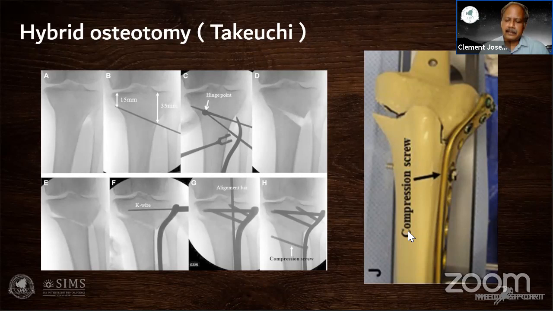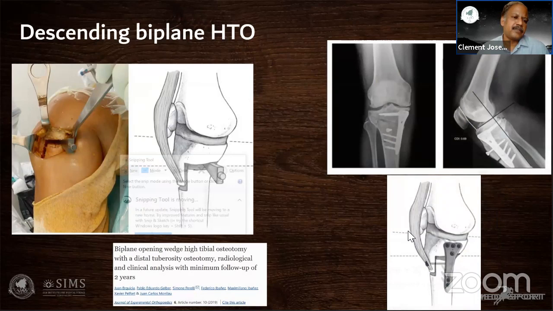And finally, a descending biplane osteotomy, instead of the second plane going above the tibial tuberosity. Some others have done this kind of a descending osteotomy where the osteotomy second plane is taken down so that the tibial tuberosity along with the patellar tendon stays with the proximal segment, and this usually doesn't affect the patellofemoral loading pressures or patellar tendon height.